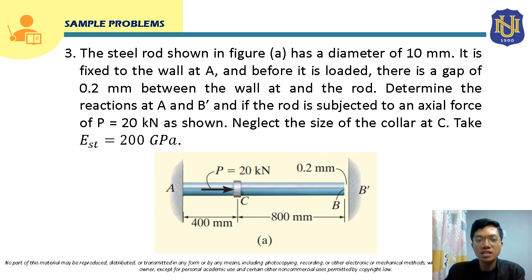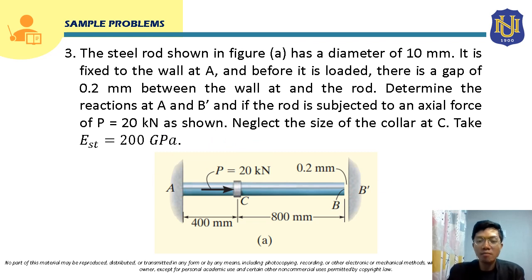Okay, for number 3, the steel rod shown in the figure has a diameter of 10 millimeter, and it is fixed to the wall at A. Before it is loaded, there is a gap of 0.2 millimeter between the wall and the rod. So this is that gap. Before application of this load P, there is a gap of 0.2 millimeter here. Determine the reactions at A and B prime if the rod is subjected to an axial force of P equal to 20 kilonewton as shown. Neglect the size of the collar at C. Take modulus of elasticity for this steel rod as 200 gigapascal.